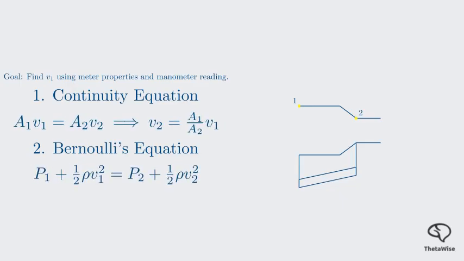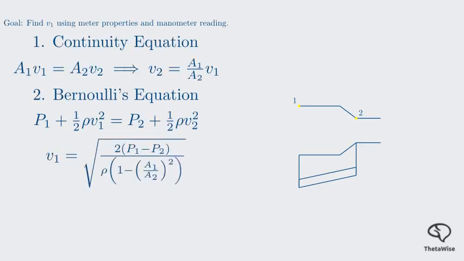Using our continuity relationship, we can substitute V2 in the Bernoulli equation. It's a bit of algebra, but the idea is simple. One equation links the velocities, the other links the pressures, and we combine them. After some rearrangement, we get this formula. All we need to measure are the 2 areas and the pressure difference, which the manometer gives us, and we can calculate the flow velocity. It's a beautiful application of our 2 master principles working together.